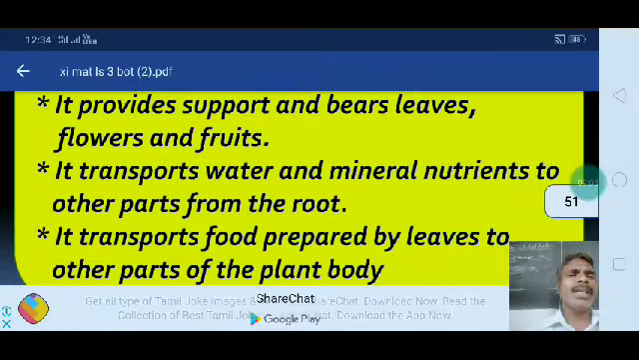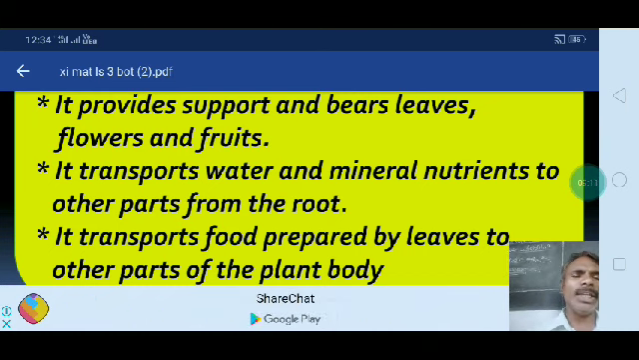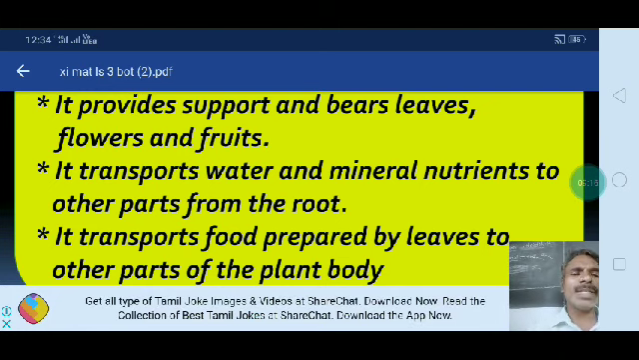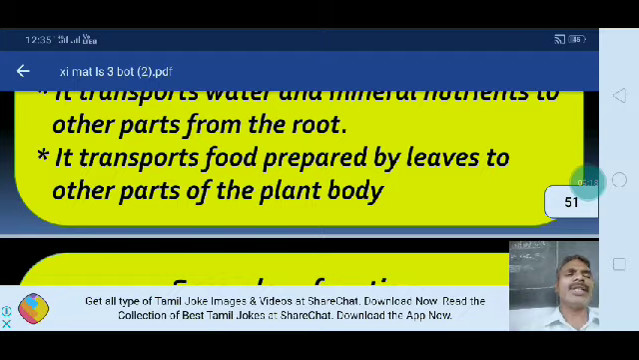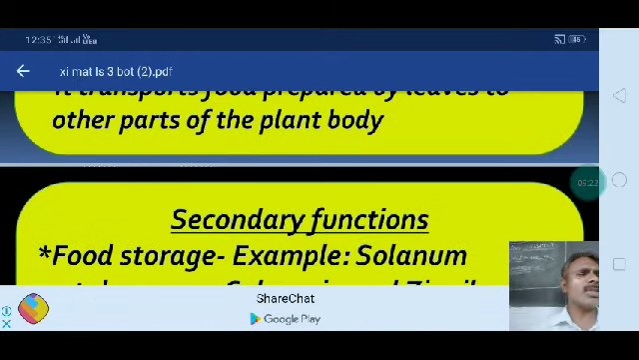And the primary function is that it bears the leaves, flowers, and fruits, and also transports water and mineral nutrients, and transports the food materials to all the parts of the plant, especially the root system. Okay, up to this one you have to read very carefully. Thank you students, thank you one and all.